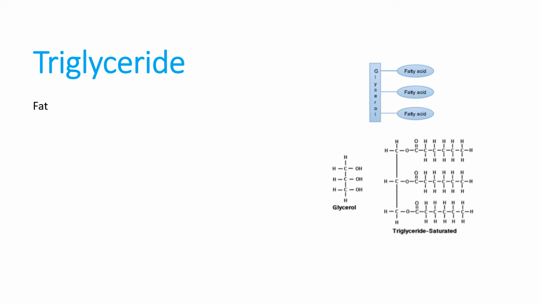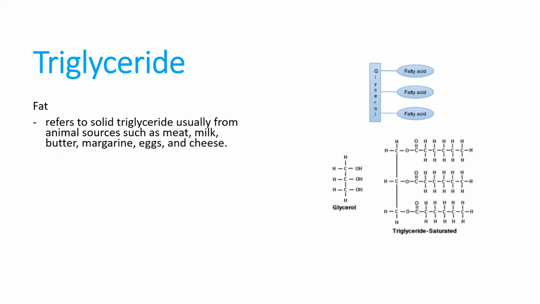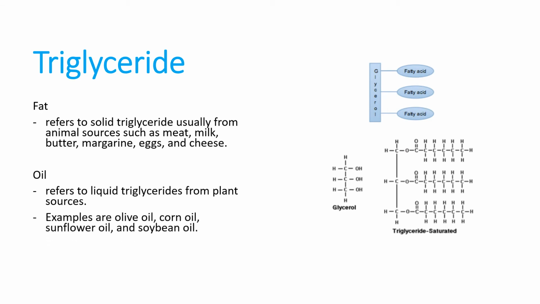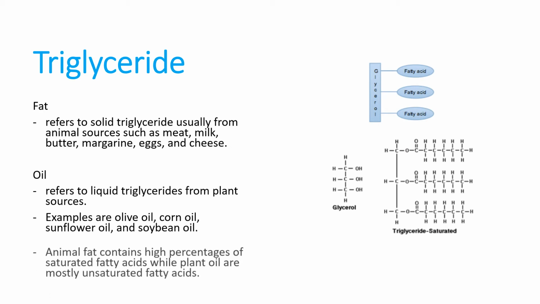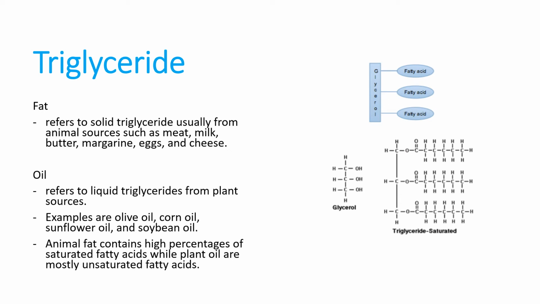Now, fat refers to solid triglyceride usually from animal sources such as meat, milk, butter, margarine, eggs, and cheese, while oil refers to liquid triglycerides from plant sources. Examples are olive oil, corn oil, sunflower oil, and soybean oil. Animal fat contains high percentage of saturated fatty acids, while plant oil are mostly unsaturated fatty acids.